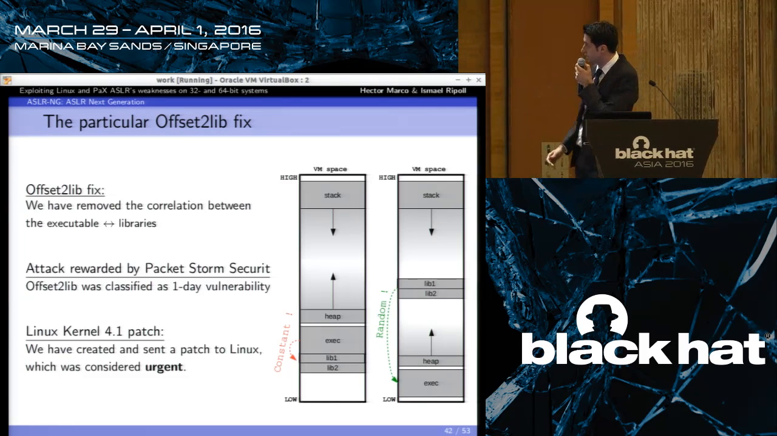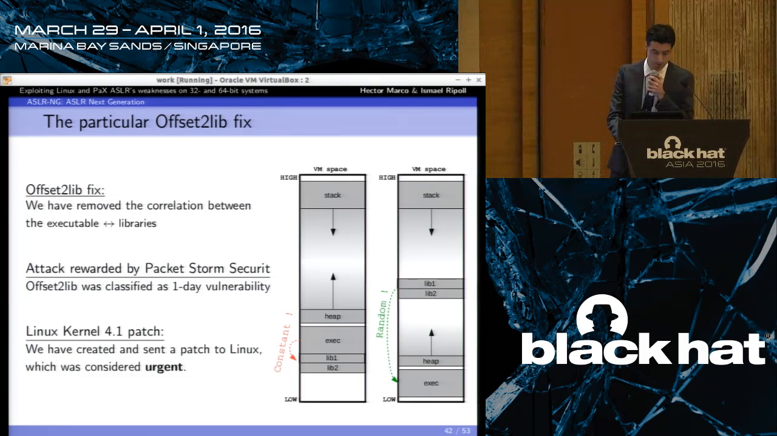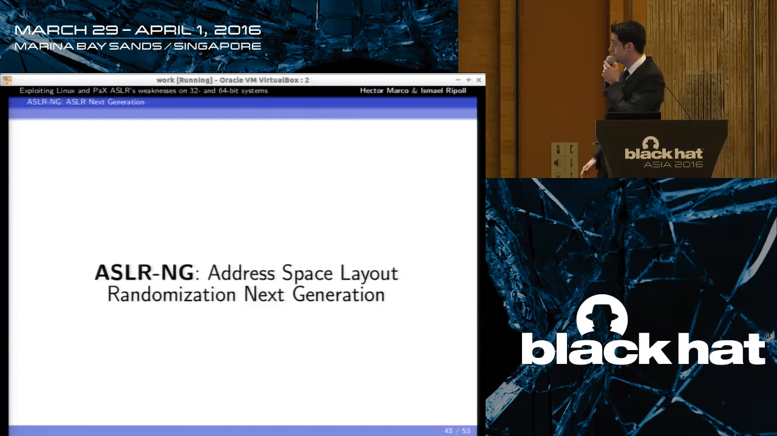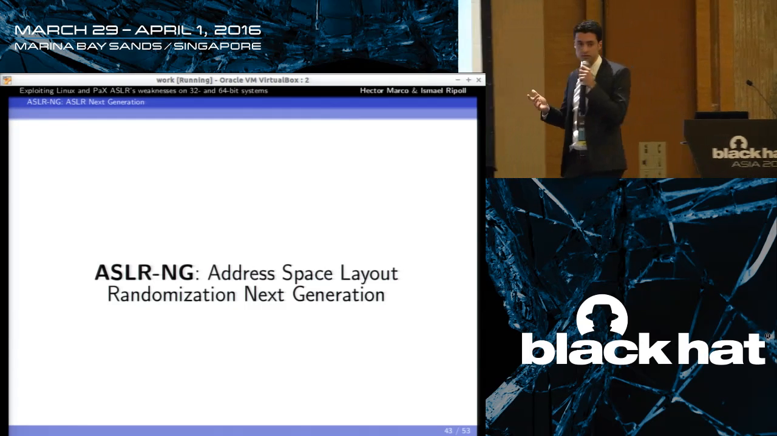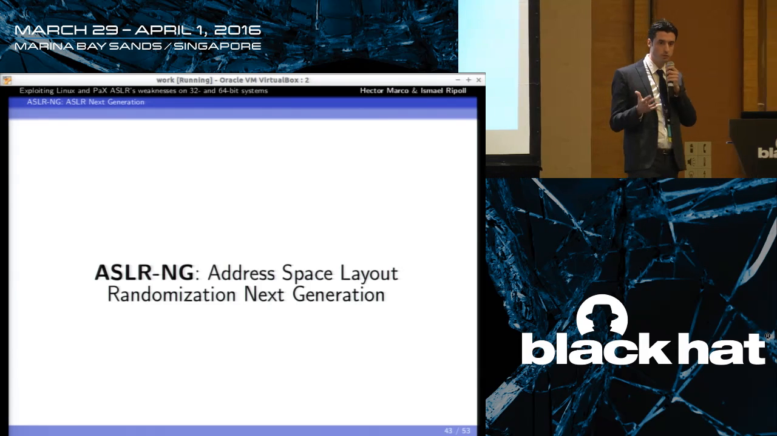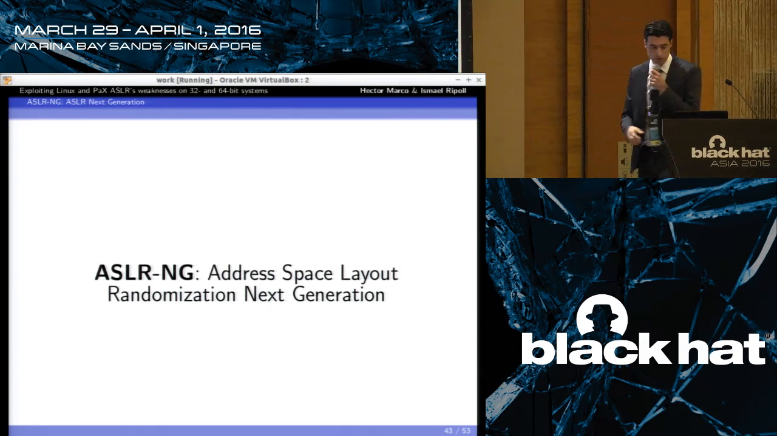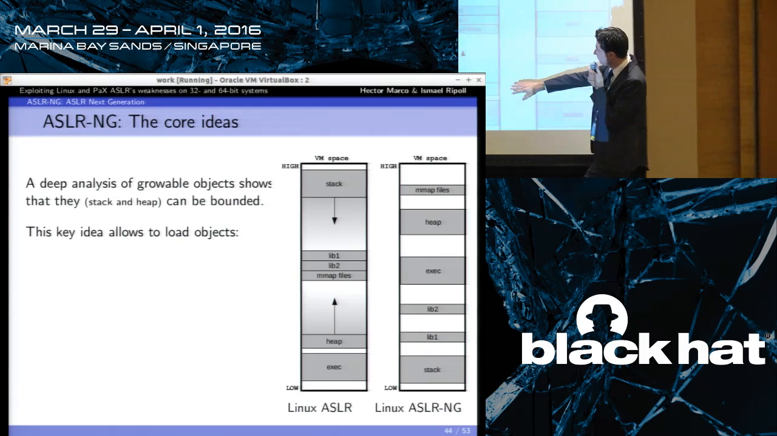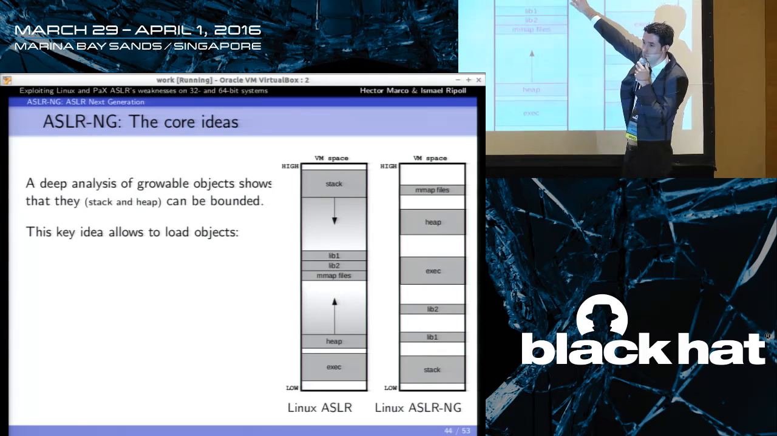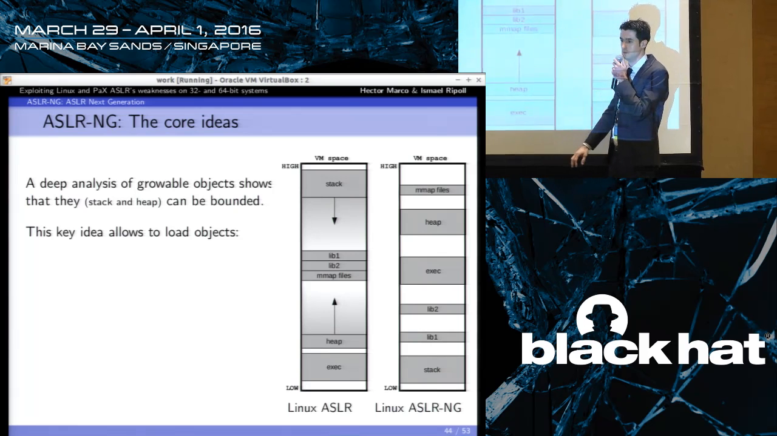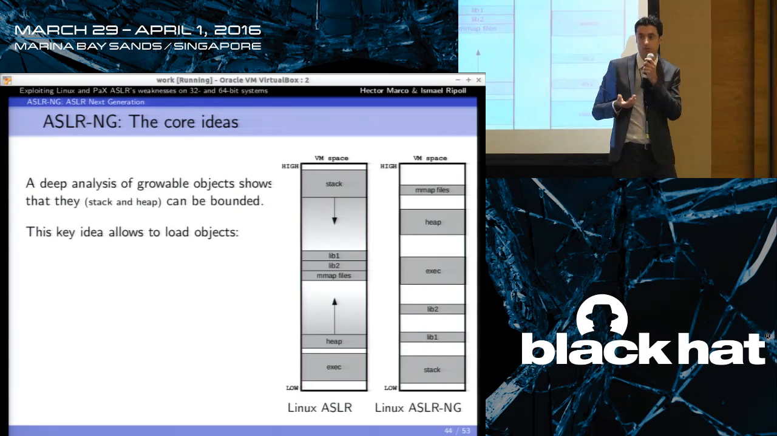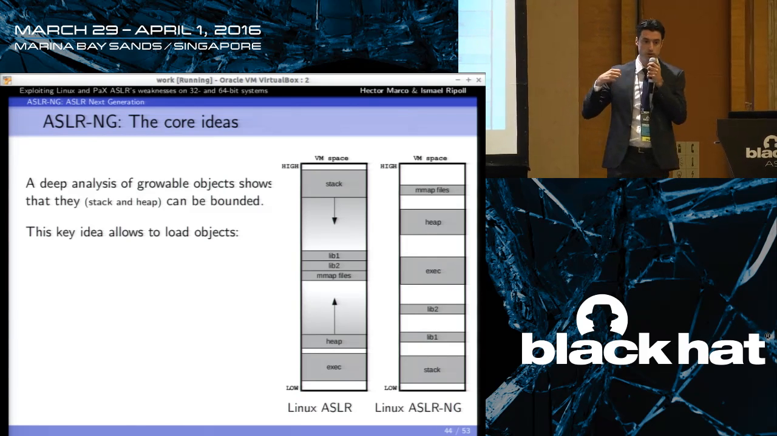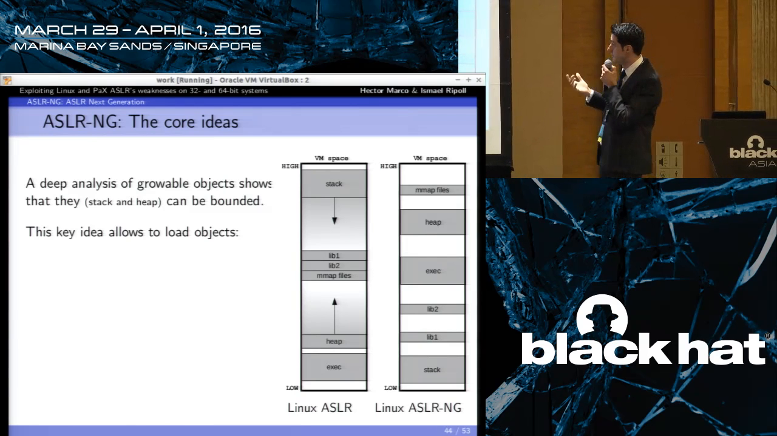So this attack was rewarded by Packet Storm. We sent a patch to the Linux kernel. Okay, but what about the other weaknesses? It is possible to remove all the other weaknesses, but it seems quite difficult, because the heap cannot be put at the top, or the stack at the bottom. Otherwise, the stack cannot grow as much as it wants. And the weaknesses appear because of those limitations.